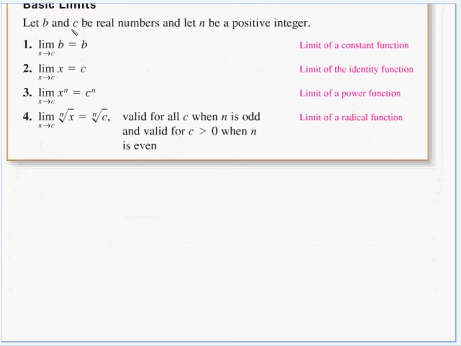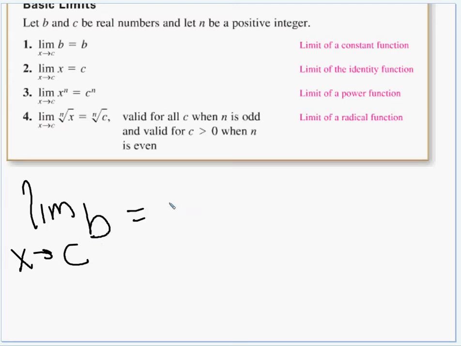So, let b and c be real numbers. N is a positive integer. The first one here can be probably the most confusing. The limit as x approaches c of b is equal to b. Now it's weird with all the different variables in there.